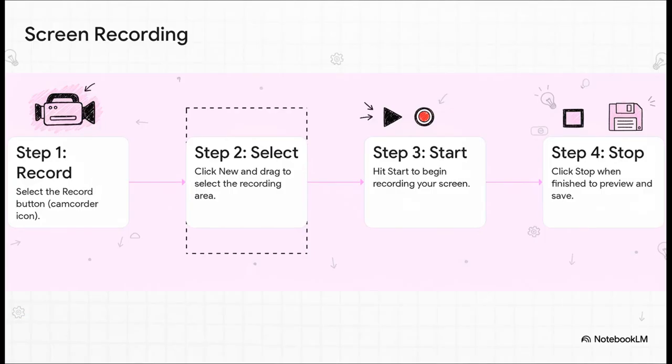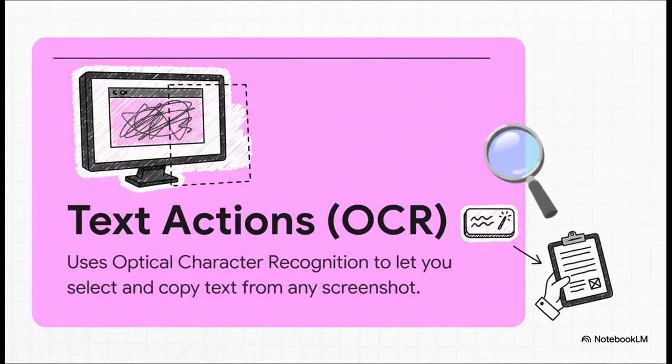Yep, that's right. The snipping tool is also a surprisingly good screen recorder. You can forget about installing some bulky extra software. You just click the little camcorder icon, drag a box around what you want to record, and hit start. It is perfect for making a quick tutorial for a coworker or showing a tech support agent exactly what's going wrong on your screen.